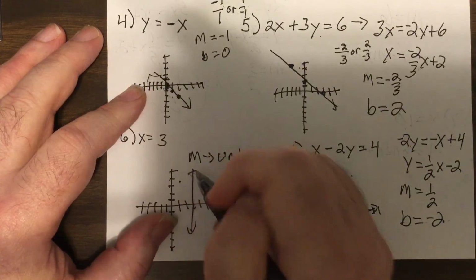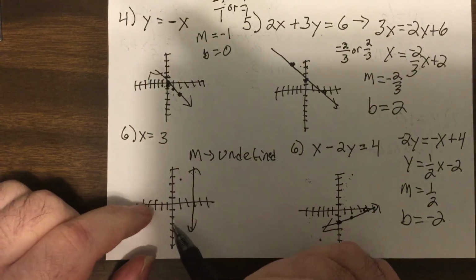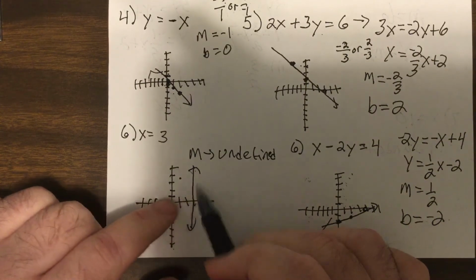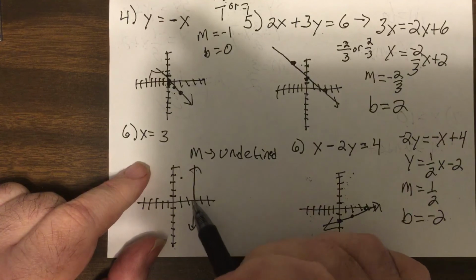Now notice the y-intercept, not asked for, but the y-intercept is none, and the slope is undefined. And the x-intercept is 3.